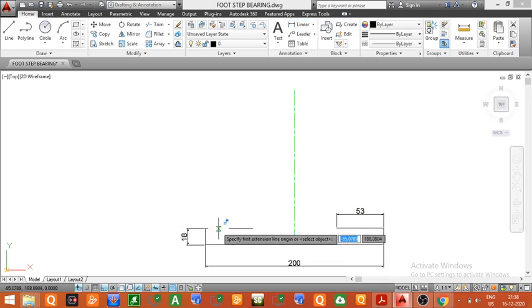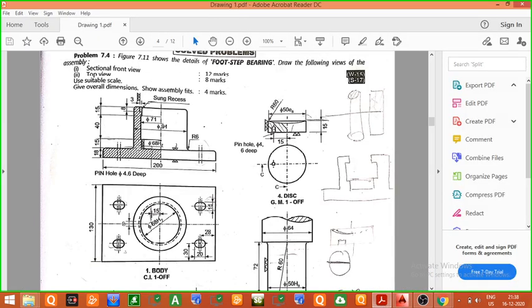We can give the dimension here also so that you can check it. So you can see the dimension is 53 mm. Now I am removing one of the dimension. Now in the next step you have to draw this vertical line from here to here.